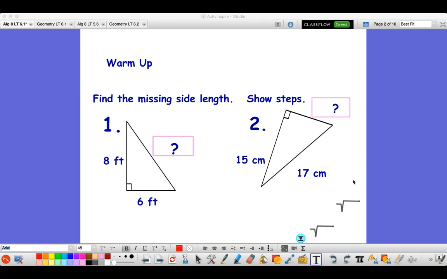Hello, everyone. We are going to be starting our Unit 6 curriculum today. And so before we get started with that, I thought we would do a couple of problems to review Pythagorean theorem. So here's your warm-up.